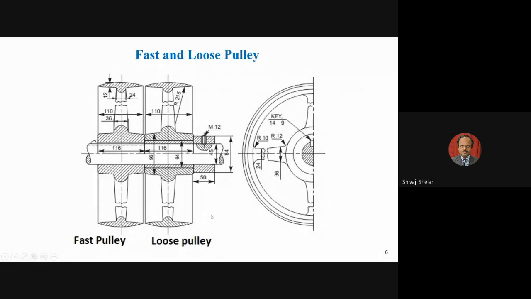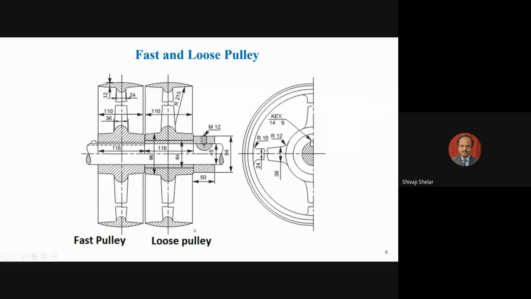Most of the old industries and the flour mills, you will find such pulleys. So this is a block of two pulleys, which is called fast and loose pulley. What is meant by fast and loose pulley? These two pulleys are mounted on a single shaft. One pulley is called fast pulley. So here the left side pulley is the fast pulley, and the right side pulley is the loose pulley.